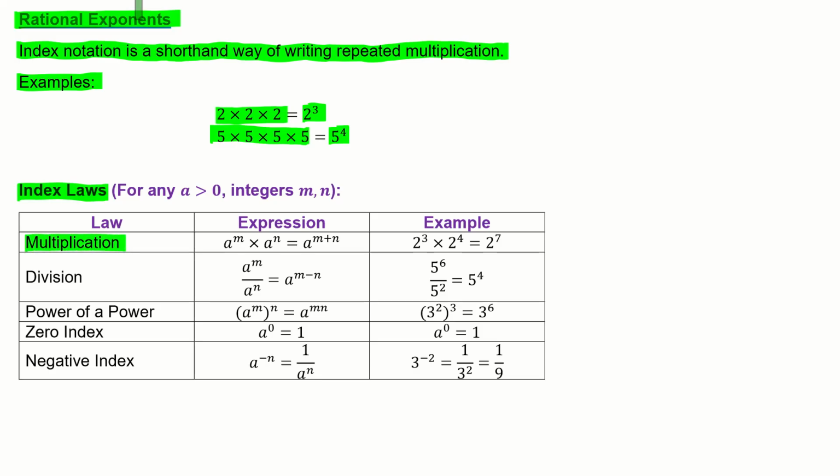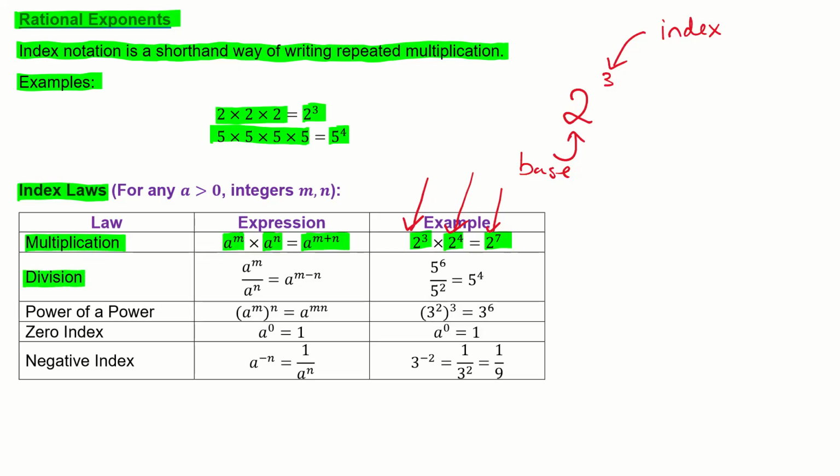The multiplication law says if we have a to the power m and we multiply it by a to the power n, then we get a to the power m plus n. So when multiplying, we add the indices. As an example, 2 cubed times 2 to the 4 is 2 to the 7. Please note the base needs to be the same. When we write something in index form, such as 2 cubed, this is the base and this is the index or power or exponent.